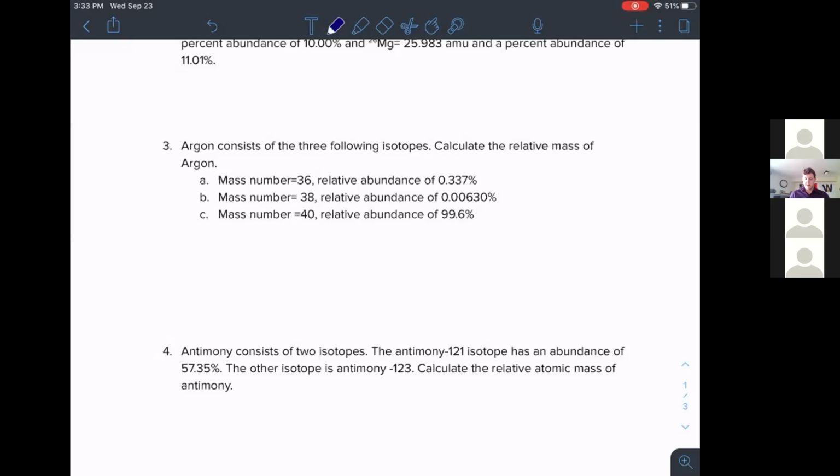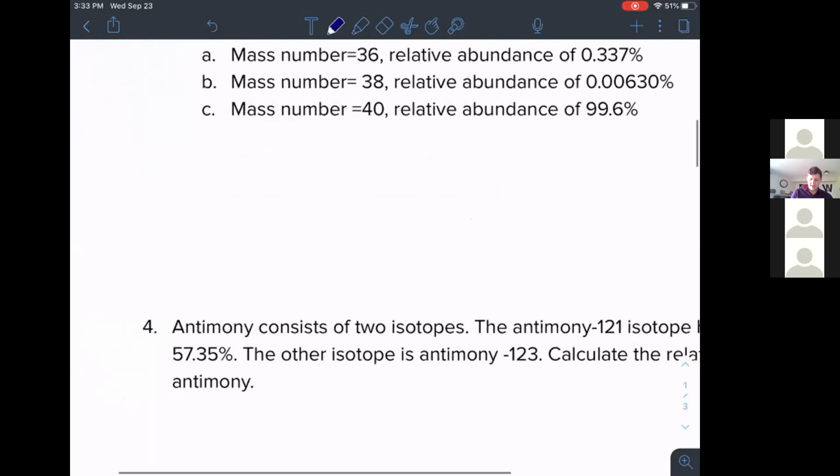All right. So what I like to do is start off my problem by writing out, I have argon 36, I have argon 38, and I have argon 40.